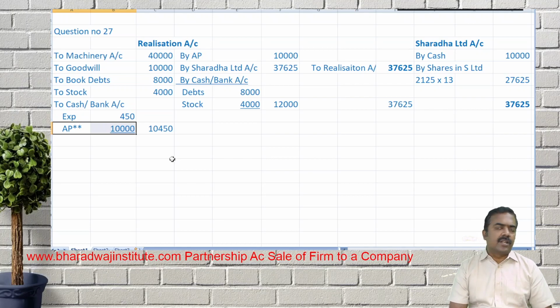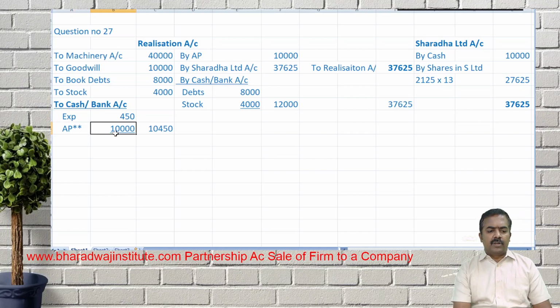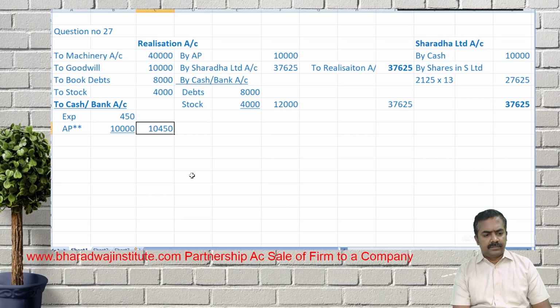Is the business taken over, or only fixed assets are taken over? Only fixed assets are taken over. So expenses we have to bear, then accounts payable also we have to settle. 10,450 will come. Tally it. On tallying, is it loss or profit? Loss.